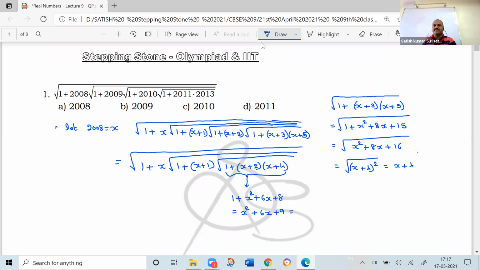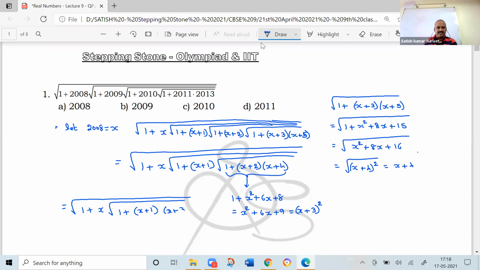Tell me what perfect square it is. x square plus 3x plus 3x plus 9. x plus 3 whole square. Now the root will get eliminated. Now this portion will become square root of 1 plus x into square root of 1 plus x plus 1 into x plus 3.